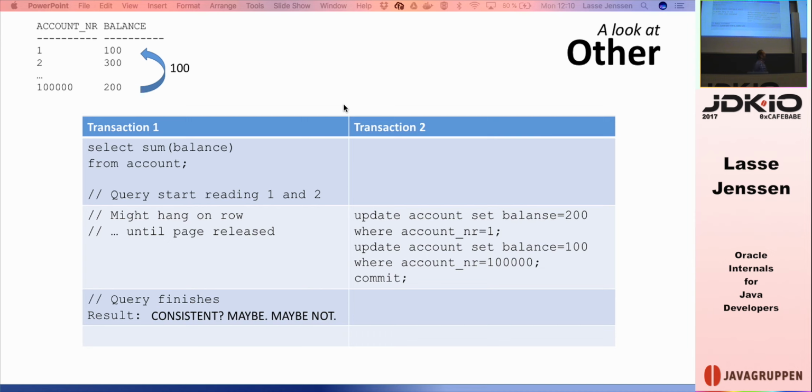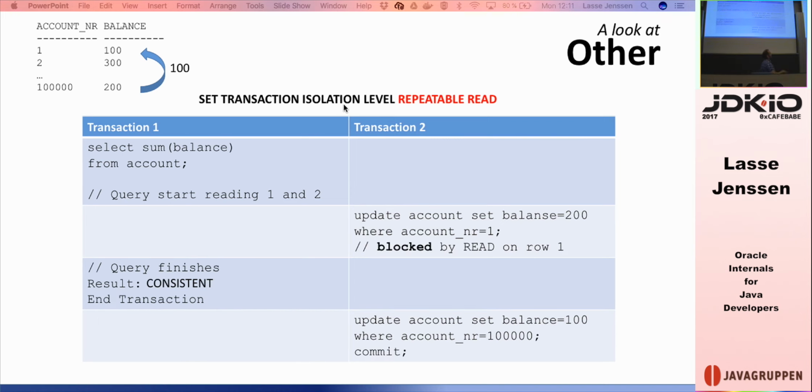Well, if it was SQL Server, it will probably hang on some rows until the page that was being read was released. And in the end, you don't know if your data is consistent. It might be, it might not be. So you could change that in SQL Server or some other to repeatable read. Well, then after your first update, you get it blocked. Yes, now it will be consistent, but it will have a lot of waits in your database.